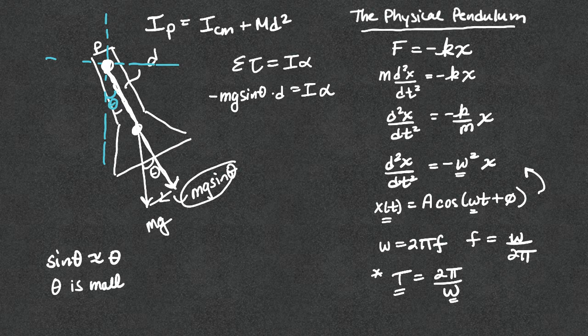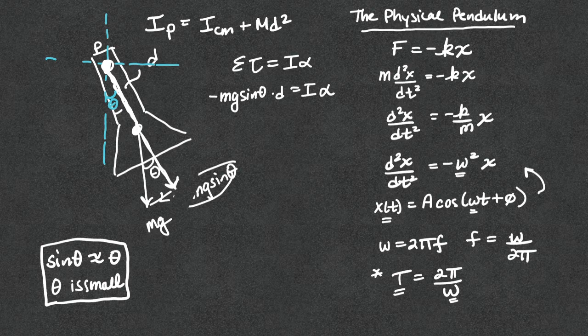So we're going to use this relationship. We're going to use the fact that sine theta is about equal to theta, which means we're confining ourselves to only smallish oscillations of this pendulum. If the oscillations get too big, our data is going to break down. All right, so let's come back up here.